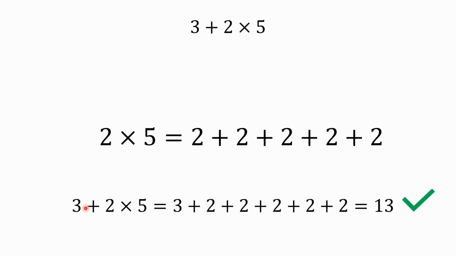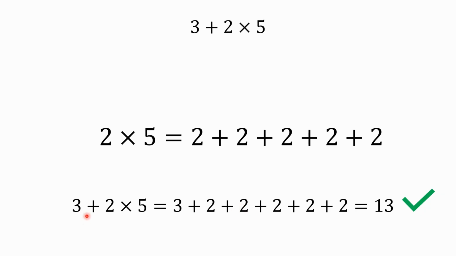Now, it's a lot easier to write 3 plus 2 times 5 than it would be to write it all out with addition. So that's one of the reasons we have multiplication. We have it there to make it much easier to write. It's shorthand for repeated addition. That's why it already has precedence over addition.